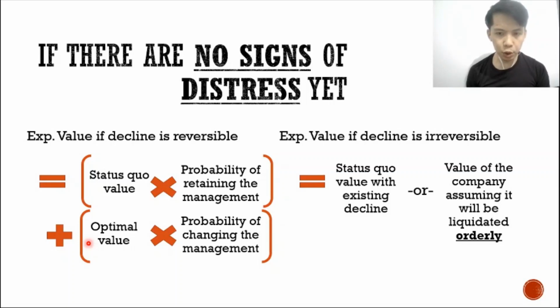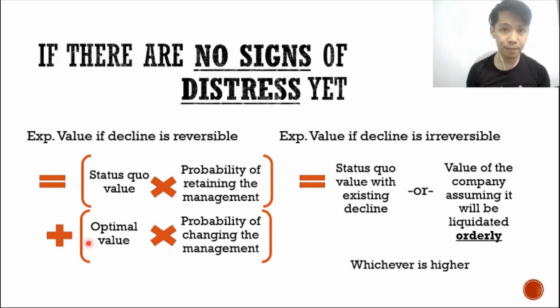What we're going to do is to compare these two values, the DCF value with existing decline versus the value of the company assuming it will be liquidated in an orderly fashion, and look for whichever is higher. That is how we are going to arrive at the expected value if the decline is no longer reversible. Again, so far in this discussion, we are assuming that there are no signs of distress yet.